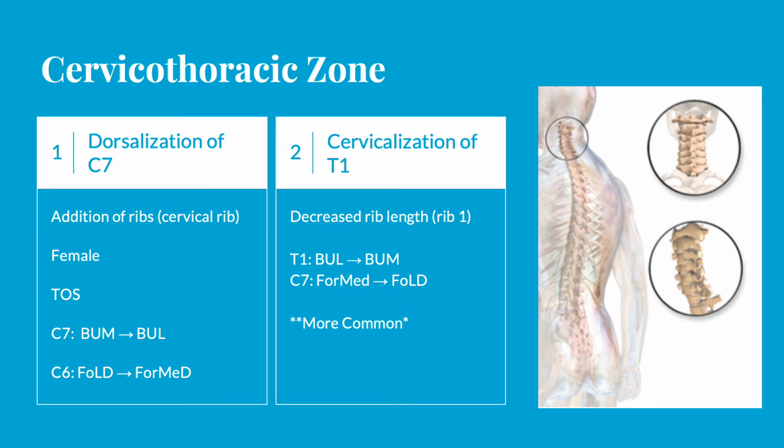Cervicalization of T1 is the opposite, so T1's starting to look a little bit more like a cervical vertebra. I know that rib 1 could be short and stubby, and then the change in the orientation of the facets. Cervicalization of T1 is going to be less common because having that cervical rib way up high near those very important triangles of the neck, it's going to be a lot less favorable for patients. So those tend to be more rare transitions.